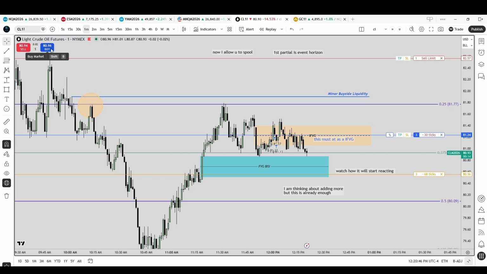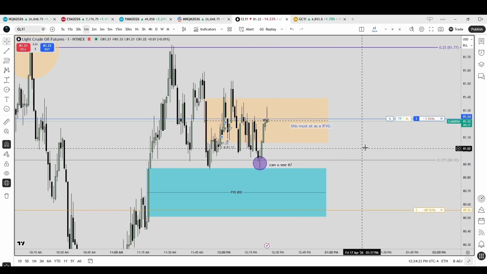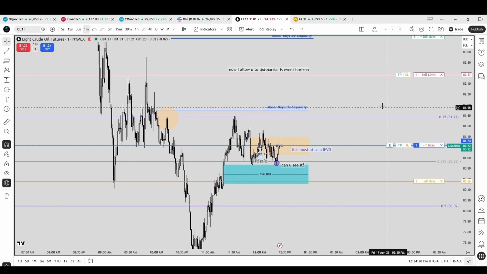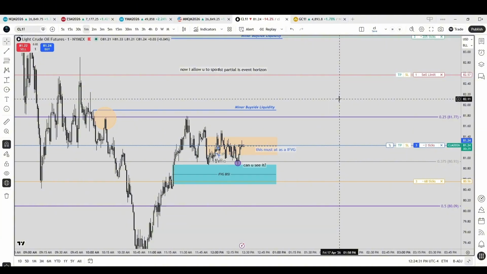So here's where I tried to add one more contract, but I failed to get inside that BISI, which I was looking at. If it enters, it could only wick. So you can see where it closed on your charts. Go to your charts and see what the low of that wick is, which I marked in purple.